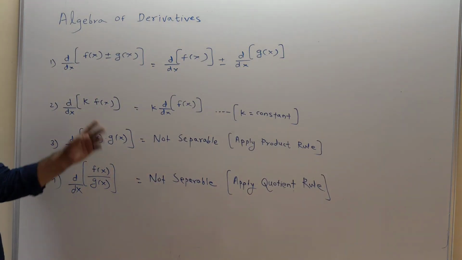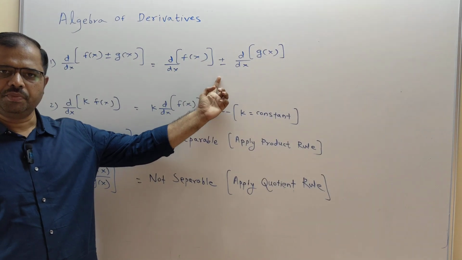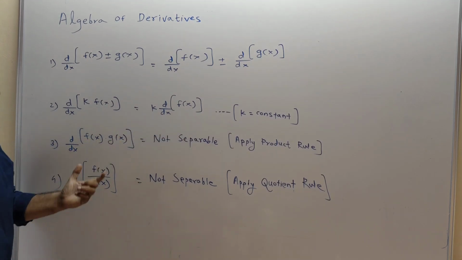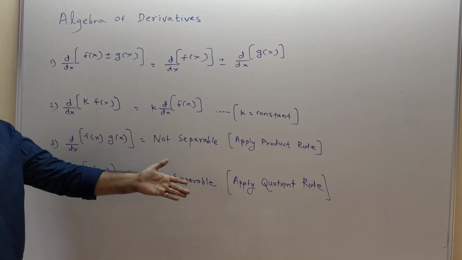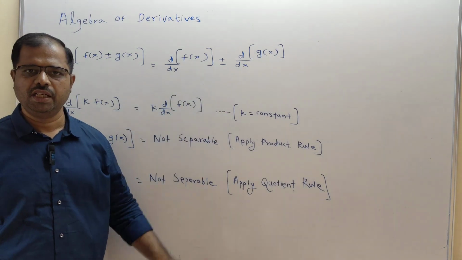In general, we can say that derivative is separable in addition as well as in subtraction. Derivative is not separable in product, we use product rule. Not separable in quotient, we use quotient rule. d by dx of k f(x) is k into d by dx of f(x), where k is constant.